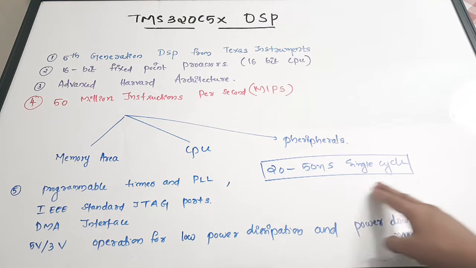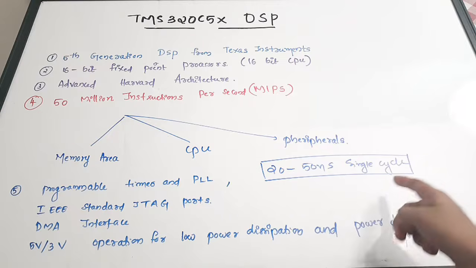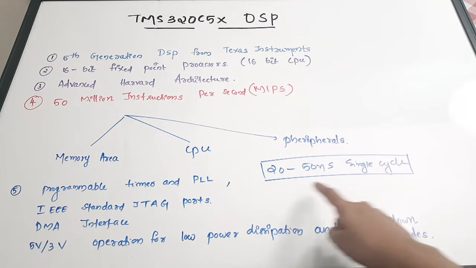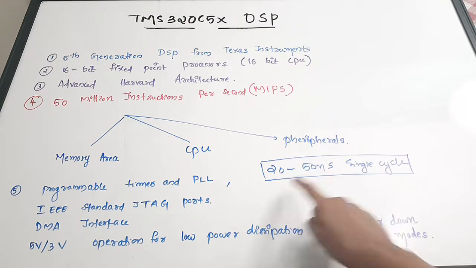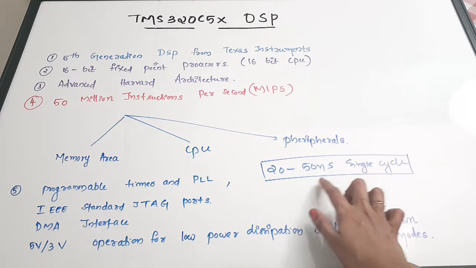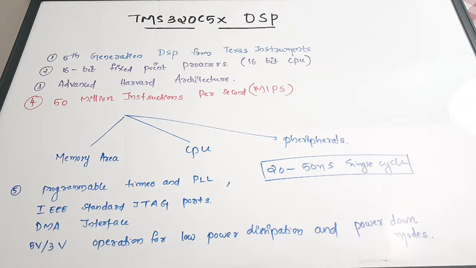Then the instruction cycle, a single instruction cycle, has a timing of 20 to 50 nanoseconds. Okay, so that is the execution time of a single cycle. That is, a single cycle has a duration of either 20 or up to 50 nanoseconds.